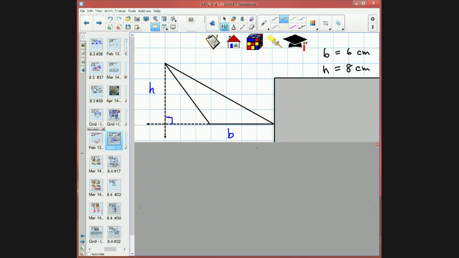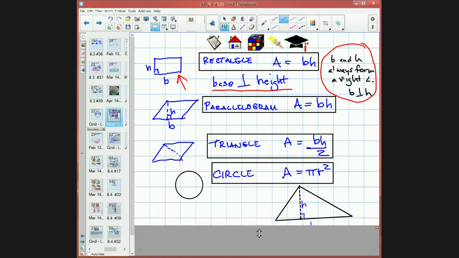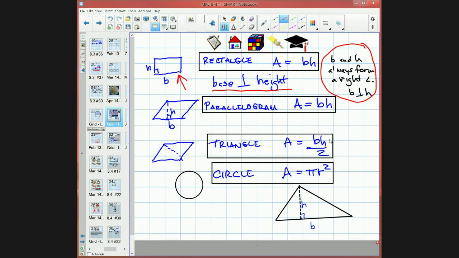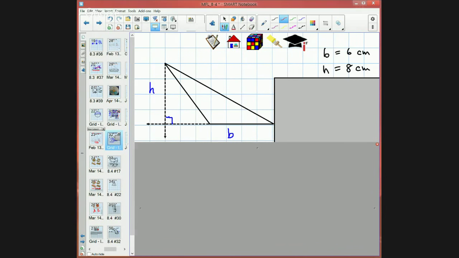Now, this triangle, let's just go back one more time. Remember, the triangle is what? Base times height divided by 2. And I don't know why I didn't draw it next to it, but down at the bottom here, I have a picture of a triangle. You must remember that B and H have to be perpendicular. So you'll have to know what that perpendicular length is to have the height. So let's practice now. I have a sample problem coming up in this next slide.